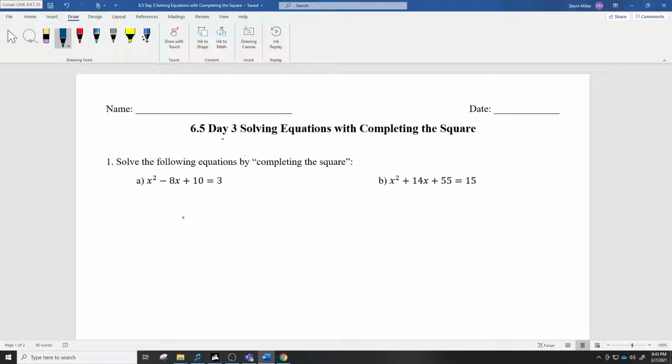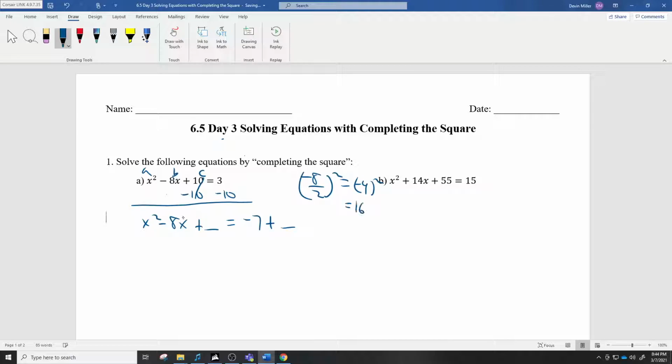So the first thing we were supposed to do is a very basic one we did a little bit ago. We label A, B, C, and the first step says to move the c value over, so I'm going to subtract 10. That allows us to get x squared minus 8x, and then if you remember, this is where we put in a blank spot. On the other side, you have 3 minus 10, which is negative 7. Also put a blank spot on this side. Then we're going to go off to the side, and we're going to use negative 8, divide by 2 and square it. This stuff is nothing new at all. We're going to use negative 4, square that, and get 16. 16 goes here. 16 goes here.